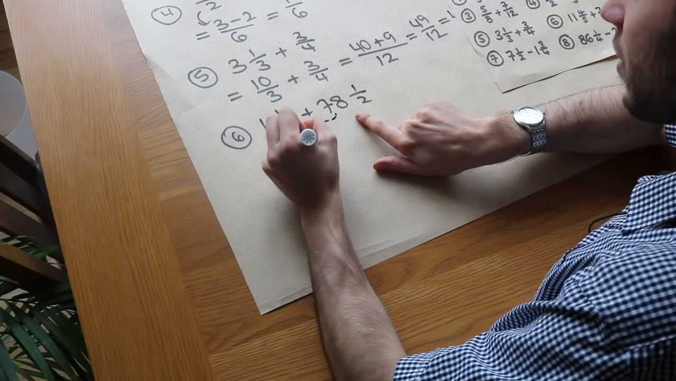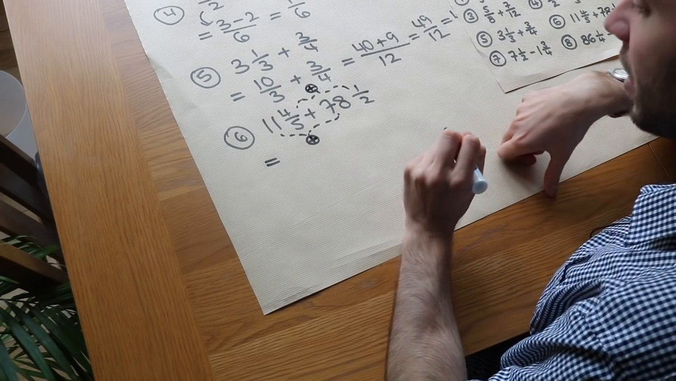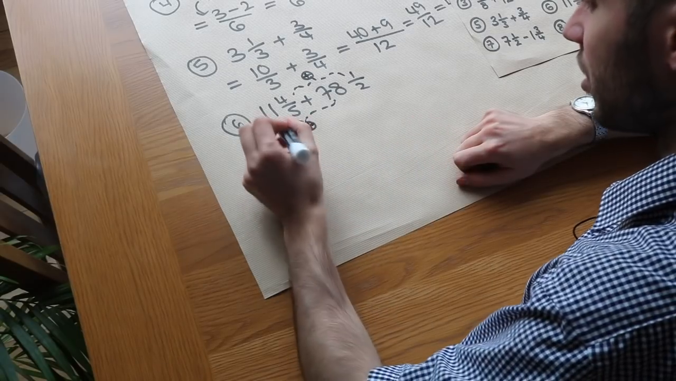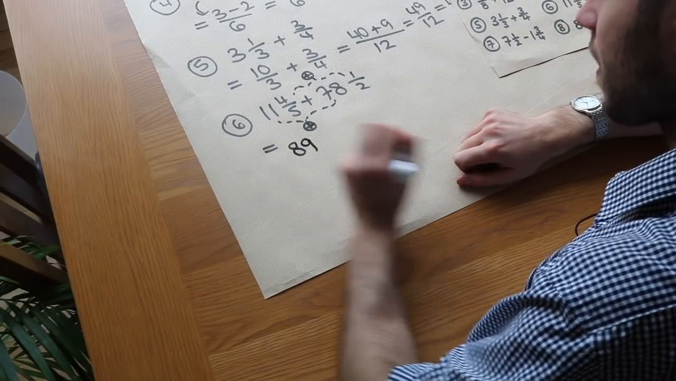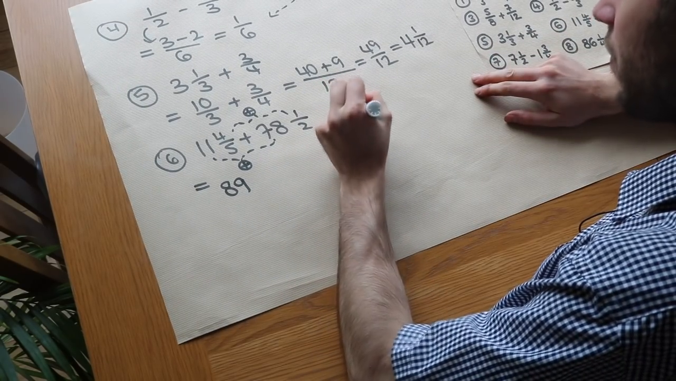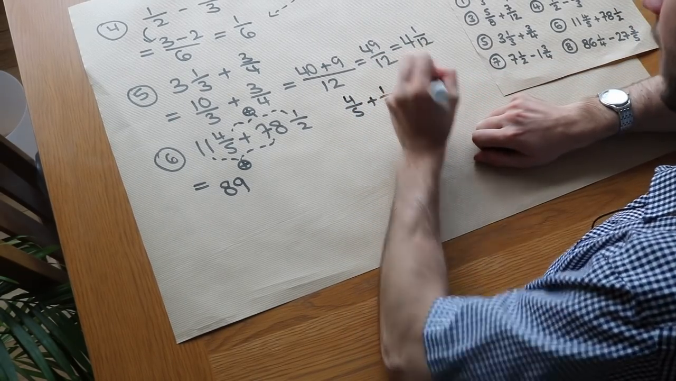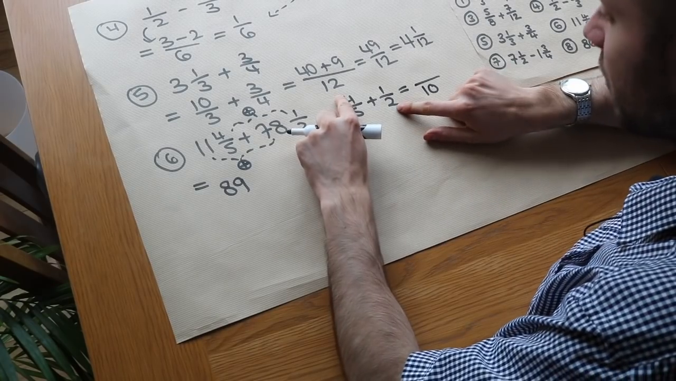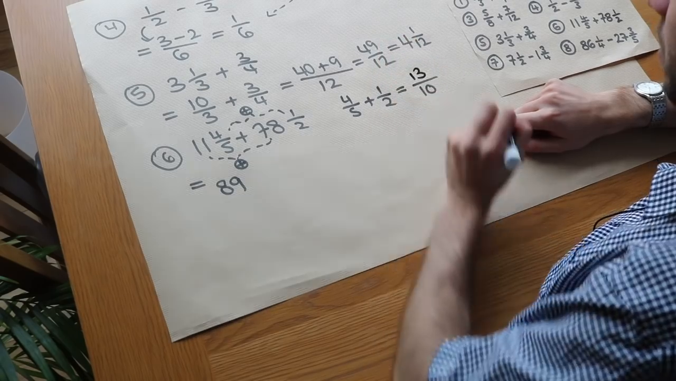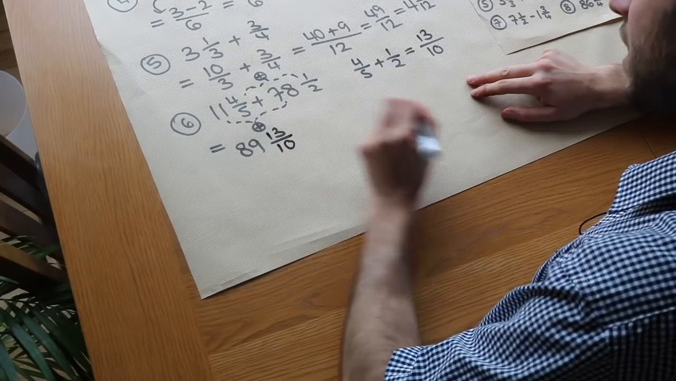What we do is we basically just add the whole parts, and we add the fractional parts, and then we might have to do some adjustment at the end. So 11 plus 78 is equal to 89. And then we've got to do 4/5 plus 1/2. So let's do that over here. 4/5 plus 1/2. If we do it the quick way, 5 times 2 is 10. And then let's try and do the numerator in our head. 4 times 2 is 8, plus 1 times 5 is 5. 8 plus 5 is 13. So we've got 13 over 10. So we've got 89 and 13/10.